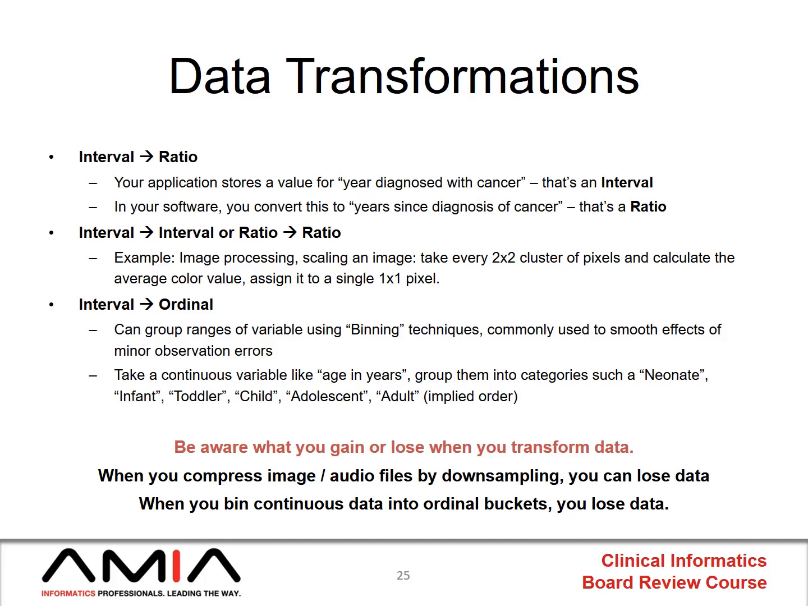And I can't reinforce this enough: be aware of what you gain or lose when you transform data. When you compress an image or an audio file and you downsample, you can lose data. When you bin continuous data into ordinal buckets, you lose data. If you didn't save the original interval data and you've now only saved the categorical or ordinal data, you can't go back.